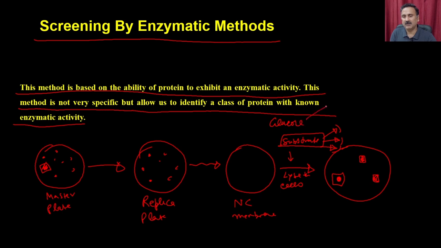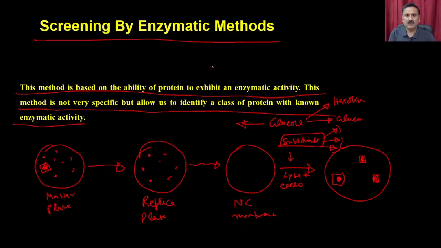So glucose can be used by hexokinase, glucose can be used by glucokinase, glucose can be used in any other reactions also. So in that case, you may get the clone of your interest, but it is not very specific, and you might have to use another screening method to further verify the clones.